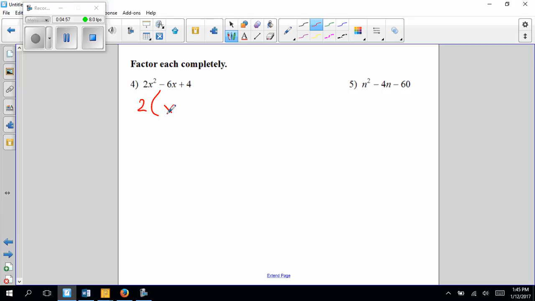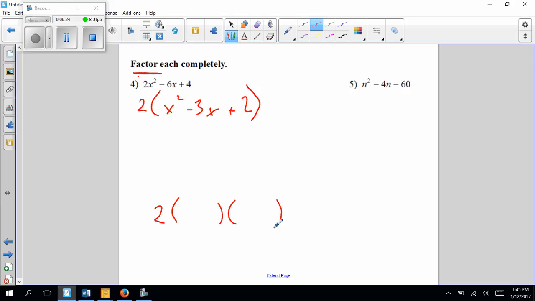So it really looks like 2 times x squared minus 3x plus 2. All right, so that tells me, since I factored that 2 out, that when I factor and write my final answer, since it just says factor, there has to be a 2 in front of my answers, because whatever my two factors are have to be multiplied by 2 in the end.